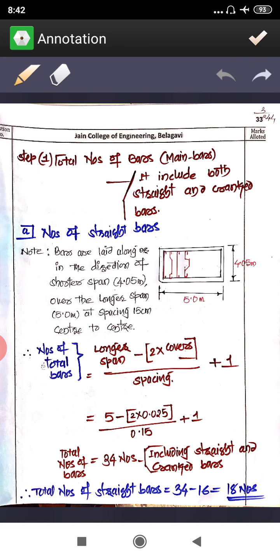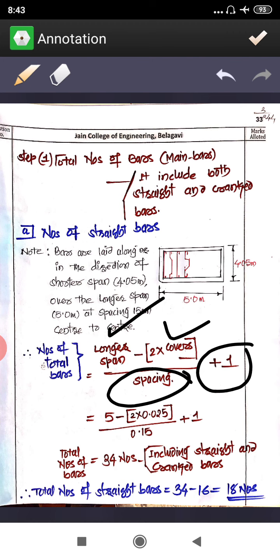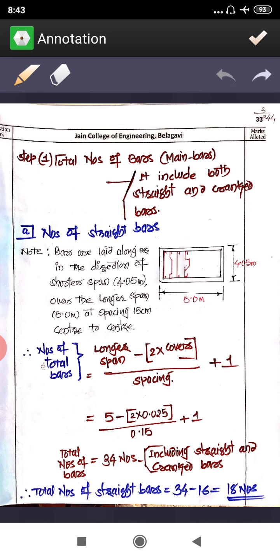So numbers of total bars equals longer span, because the placing will be along the longer span, minus 2 covers divided by spacing plus 1. Now this plus 1 gives you the numbers of straight bars, right? So it will be always one extra bar. If you take total bars, in that one extra bar will be straight bars. As we are starting with the straight bar here, we are going to end it with the straight bar.